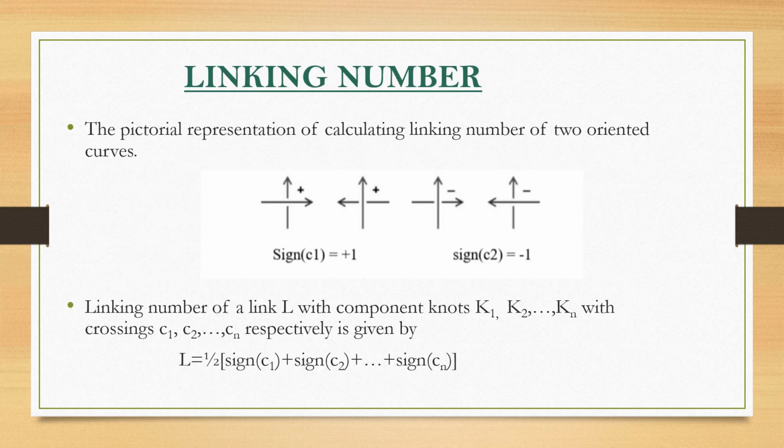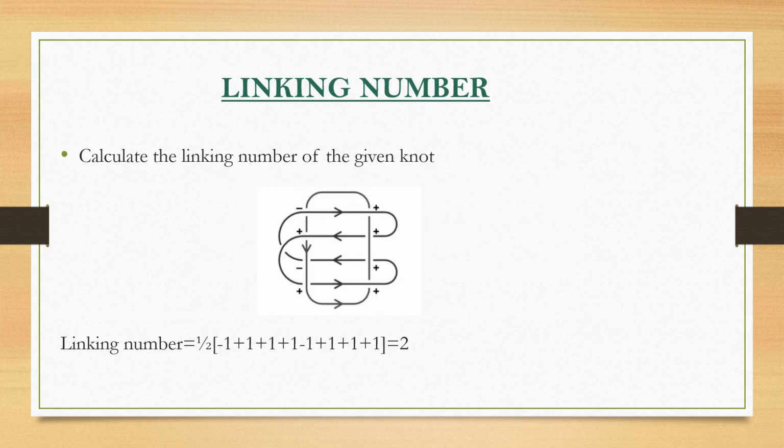Now there is a pictorial representation of the above-mentioned algorithm, showing how to calculate the sign of a crossing. And the linking number L of a link with components K1, K2, etc., Kn, with crossings c1, c2, etc., cn, is given by L equals half of sign c1 plus sign c2 plus etc. plus sign cn. Now there is a depiction of how to calculate a linking number, and this easily gives a value for the linking number.